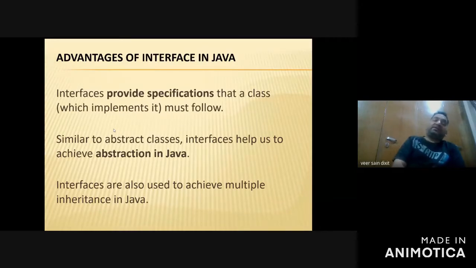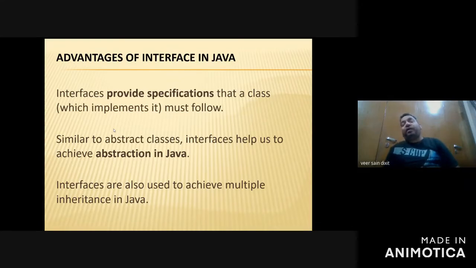Another advantage is that, similar to abstract classes, interfaces help us to achieve abstraction in Java. What is abstraction? Abstraction is using something without going into the detail of it. That property is known as abstraction, and it is one of the important properties of Java. Through interfaces and abstract classes, the property of abstraction is fulfilled in Java.